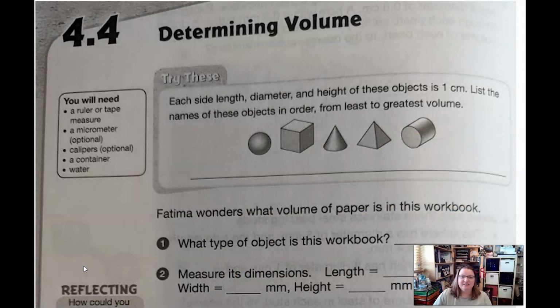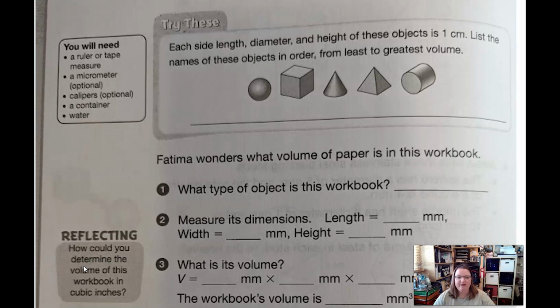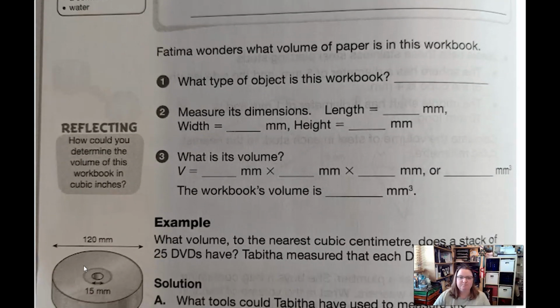Try this. Each side length, diameter, and height of these objects is 1 centimeter. So list the name of these objects in order from least to greatest volume. Think about the formulas that you know and work through which one all of these are. You should have all of these on your formula sheet. Just look at what the formula is and it should help you think through which one's going to be the biggest volume, which one's going to be the smallest. So go ahead and work that one through. Let me know if you have any questions.